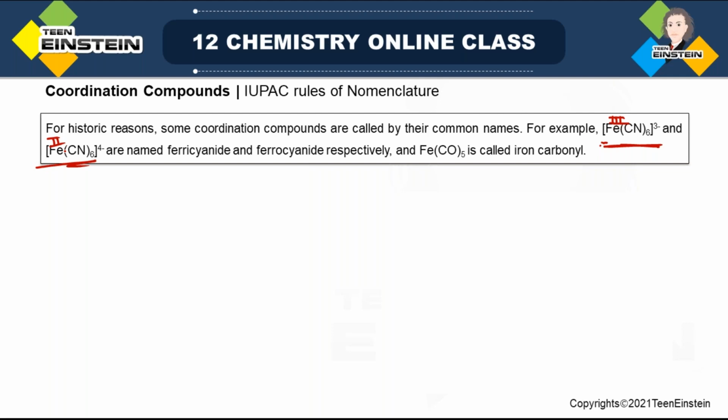So ferricyanide and ferrocyanide, these terms are used. Remember, these are not exact IUPAC names, because if it were the IUPAC name, it should be hexacyanoferrate. But we are not using that term. These terms are more important because of this traditional use. Also Fe(CO)5, according to IUPAC it should be called pentacarbonyl iron, right? But it is simply called iron carbonyl. So if it is said iron carbonyl, you have to understand this is Fe(CO)5. So these are some examples where for historical reasons common names are still used.